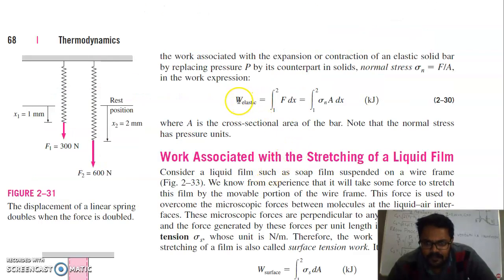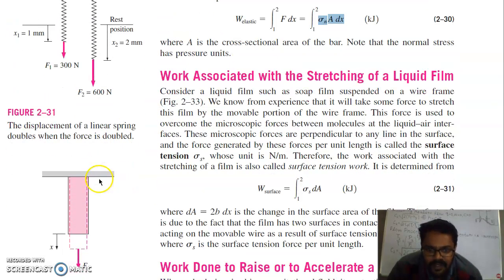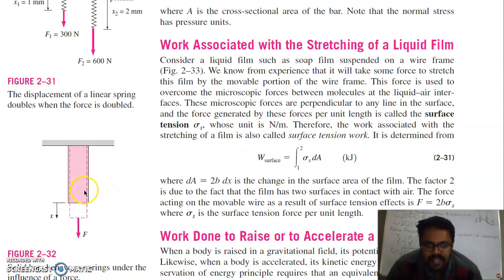Here the work in the elastic bar is equal to force times distance again. Whatever this force is, this is your normal stress. You can find the force from here times area, and you will get the work in the case of an elastic bar. It will act the same way as your spring. Work associated with the stretching of a liquid film is another type of work. Consider a liquid film such as a soap film suspended on a wire frame.